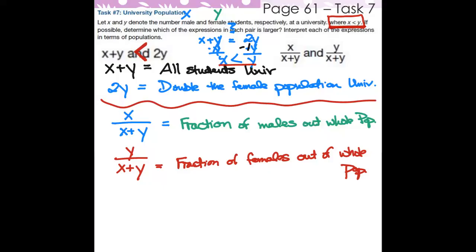X plus y is the same for both, right? No, I meant x less than y. Okay, and why is that? Yeah. So if you have a larger number on top of your fraction, comparing it to a smaller number, the fraction with the larger numerator is going to be more. Okay? All right, any questions about that?